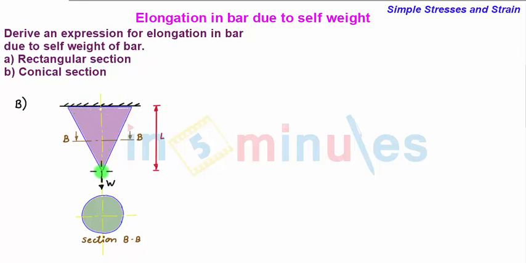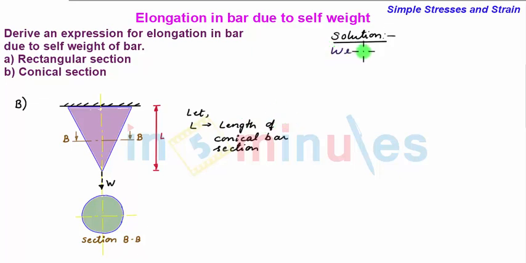Now let us consider a conical section as shown in the figure, whose length is L and W is its total weight. The top end of the conical section is fixed, whereas the bottom end is free, and the cross section of this conical section is circular, as is evident from this sectional view BB over here. Now we need to determine the elongation in this conical bar section due to its own weight. Let L be the length of the conical bar section.